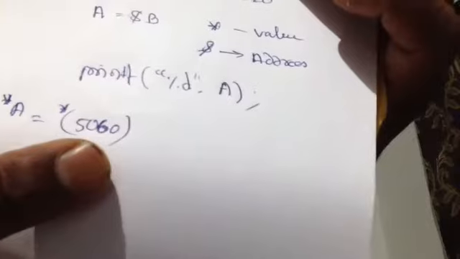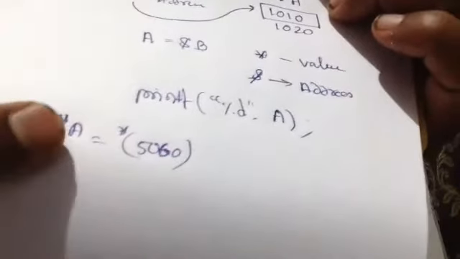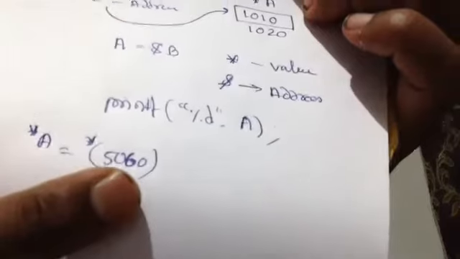Now come to the last one, star A. Star A means, till now what is the value of A? 5060. So the value of A means star A equal to, I can write it this way, star A equal to star 5060. Is that clear? Star A equal to the value of A is this one, and this star says that within this address, what is available?